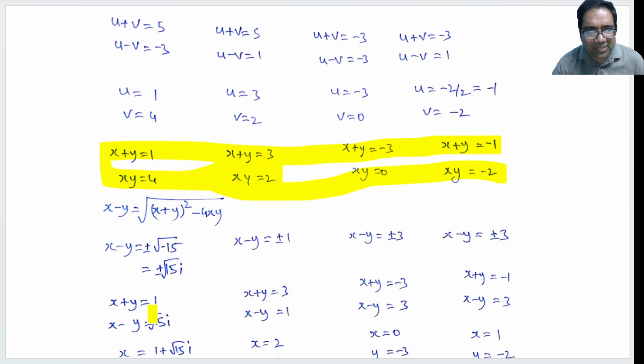So let us solve the first set of equations here. Here, when x plus y is 1, x minus y is plus root 15 i. That means 2x becomes 1 plus root 15 i. x becomes 1 plus root 15 i by 2. So here there is a by 2. Sorry for the typo. There is a by 2 here. Right. Similarly, here 2x becomes 4, x equals 2. Then obviously y equals 1. Here 2x becomes 0, x becomes 0, y becomes minus 3. Here 2x becomes 2, x becomes 1, and y becomes minus 2. So we have solved for the first set.